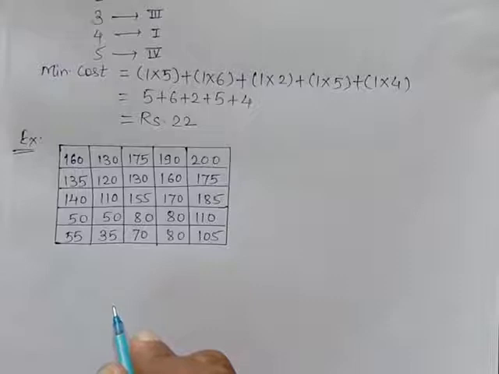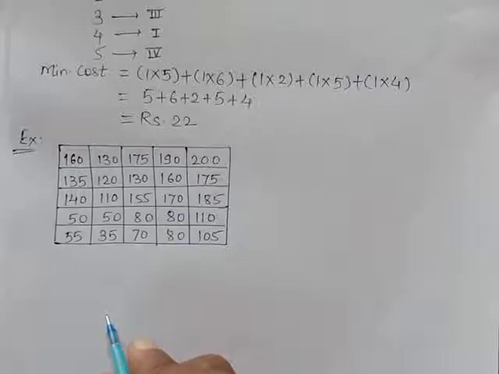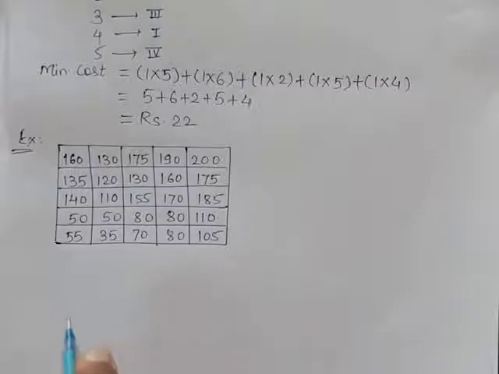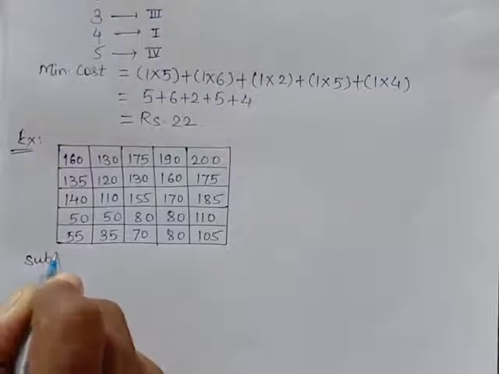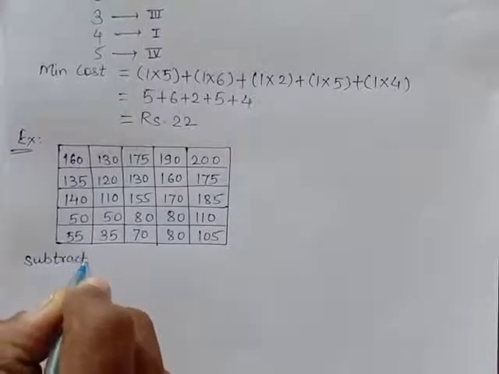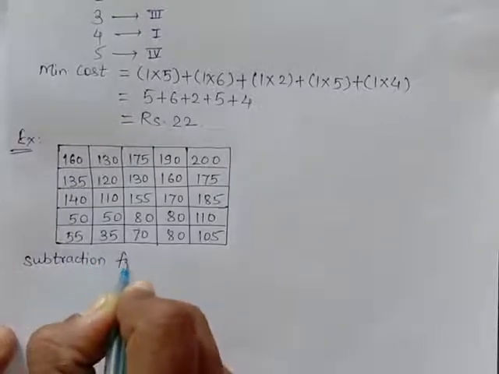So now here also we have to assign so that the cost will be minimum. So now in this problem, in general we do subtraction for rows first, but it is not a hard and fast rule, so we can start from subtraction for rows only, always. Let's do the subtraction for columns here. So subtraction for columns.